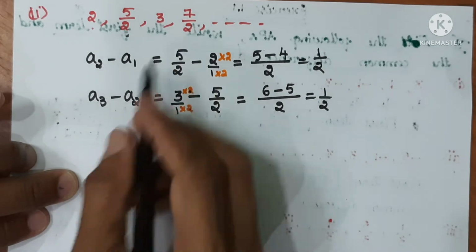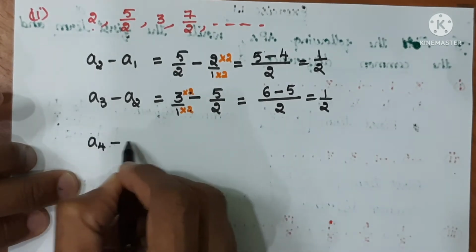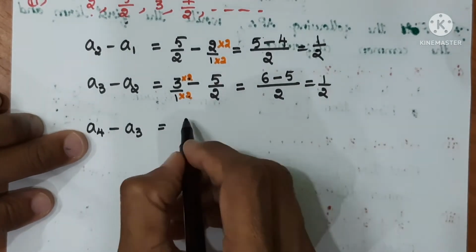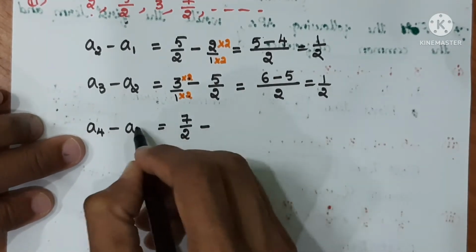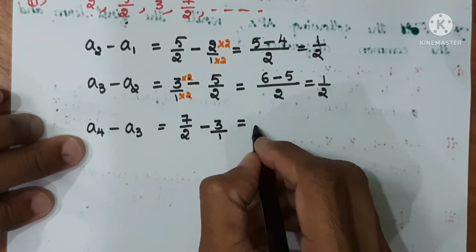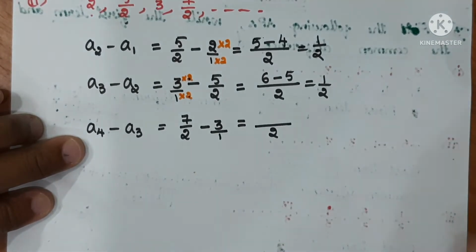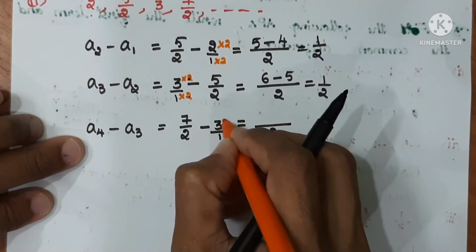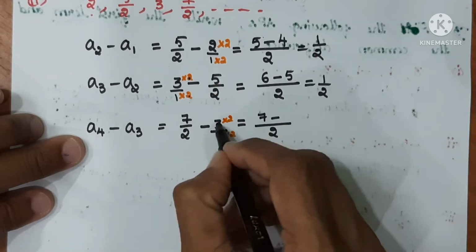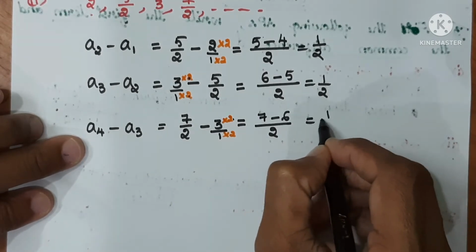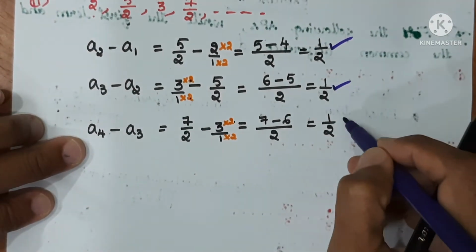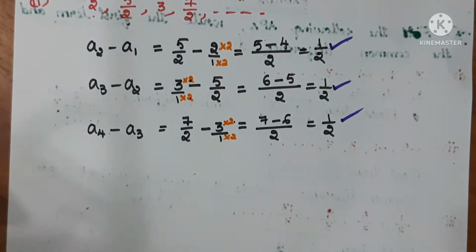Now we have to find the next one, A4 minus A3. Fourth term is 7 by 2 minus third term is 3. Here also denominator is 1. We have to take the LCM as 2. Here multiply by 2 and also 3 2s are 6 we get. This number will be 7 minus 3 2s are 6. Again we get half. Here you can clearly observe that the difference is common for all the consequent numbers.